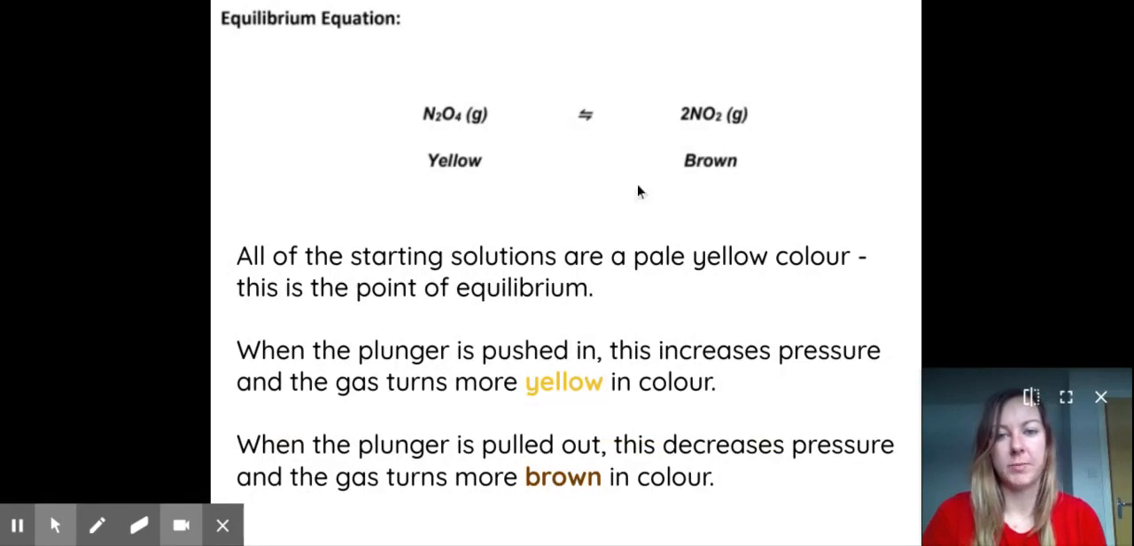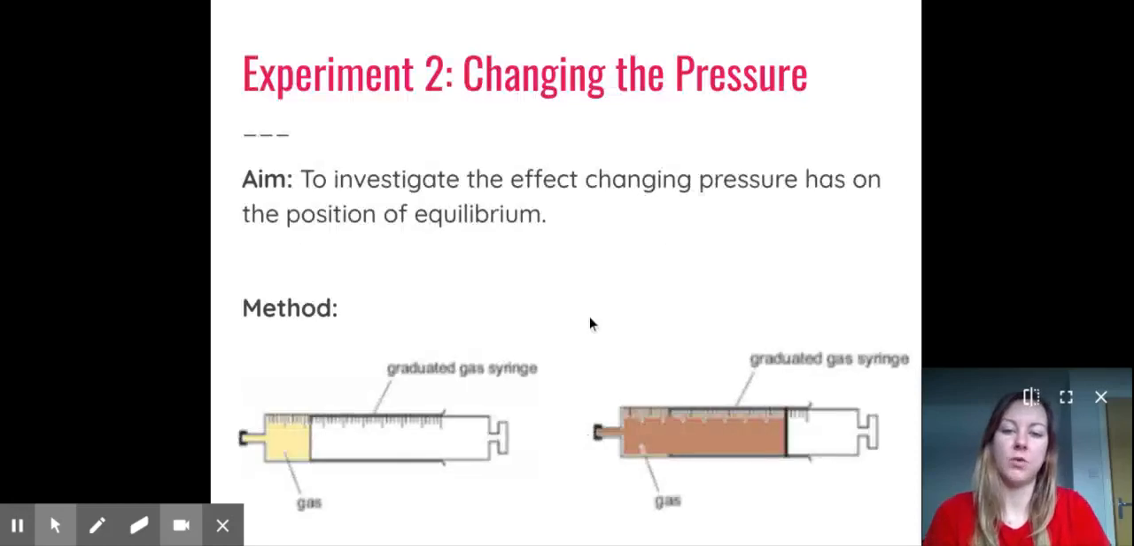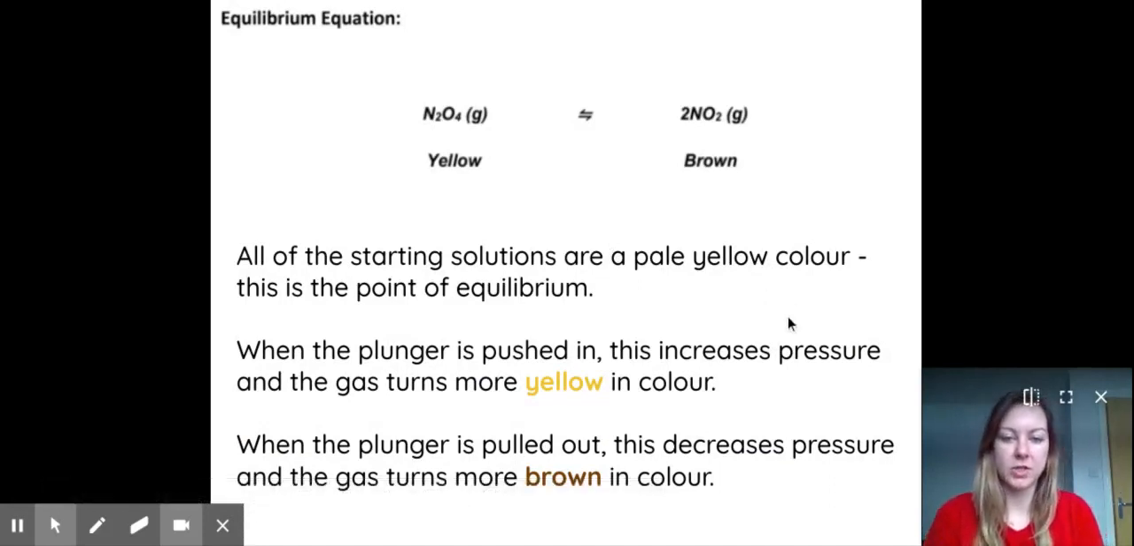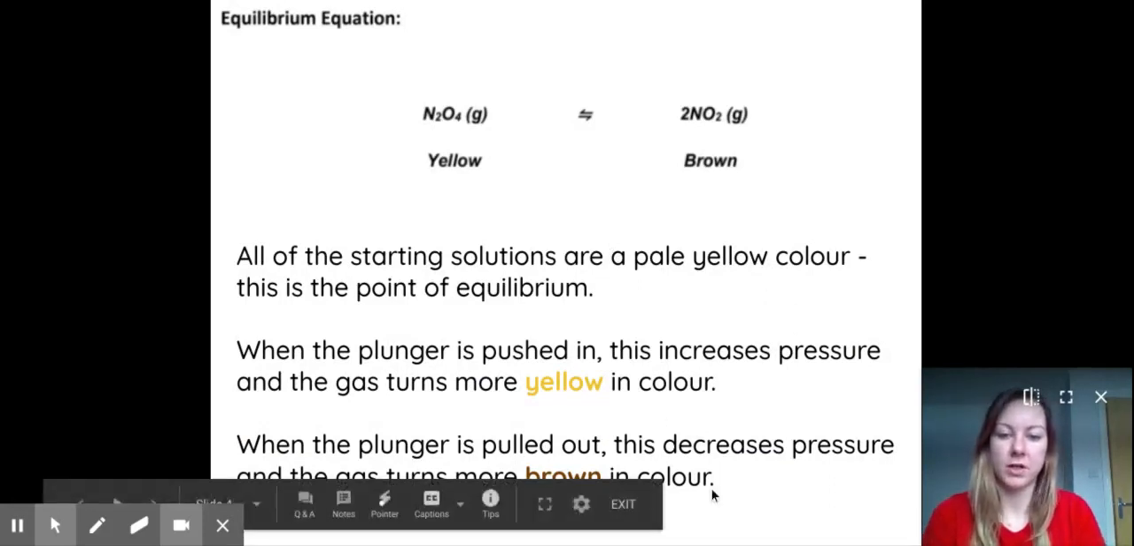So here is the equilibrium equation. We have N2O4 on the left, which is yellow, and on the right we have nitrogen dioxide, which is brown. So the starting colour is a pale yellow. When the plunger is pushed all the way in, that increases pressure, and as we can see from before, it turns yellow in colour when we do that. When we pull the plunger all the way out, that decreases pressure and the gas turns brown in colour.